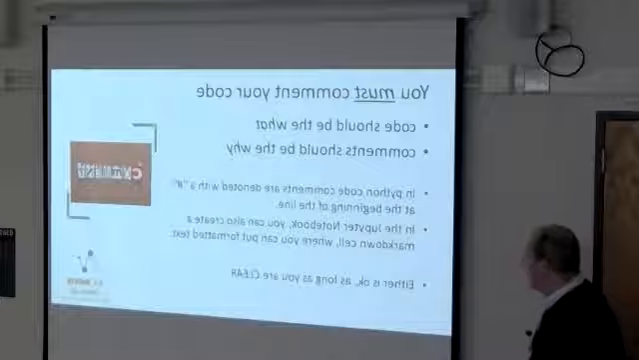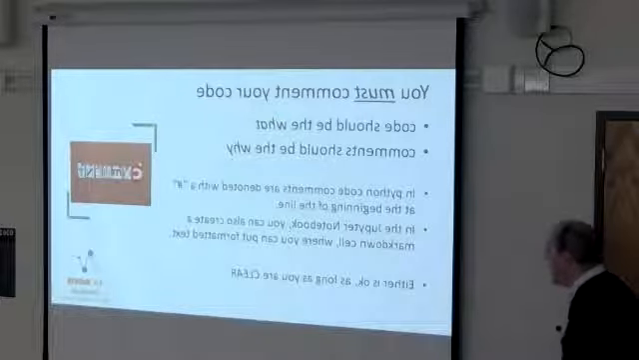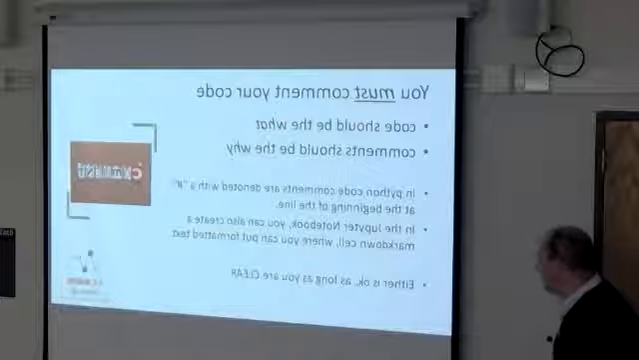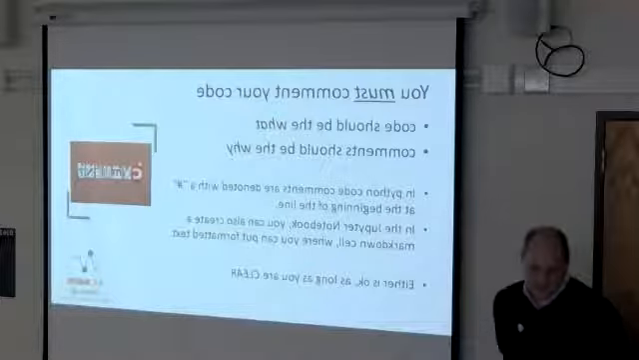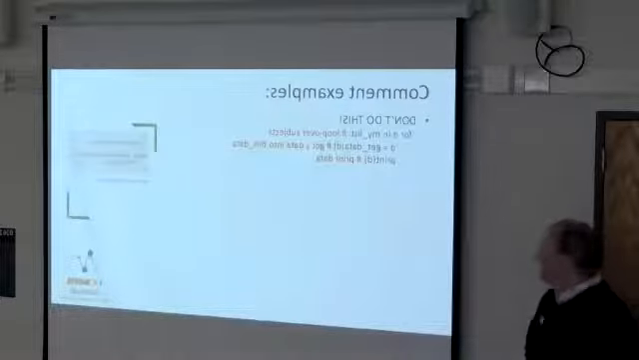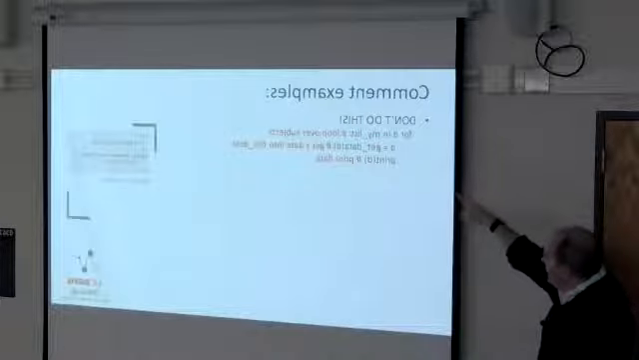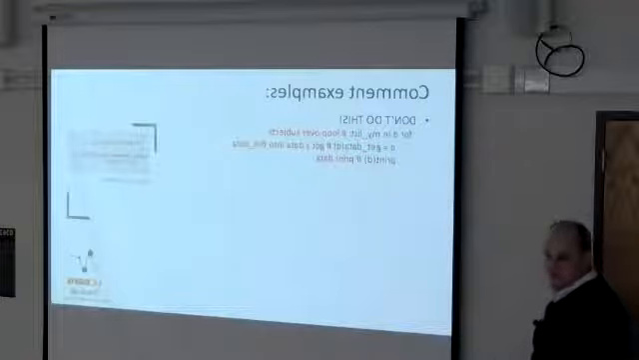In Python, comments are generated with a hashtag at the beginning of the line. In the Jupyter Notebook, you can also create a markdown cell where you can put formatted text. Either is OK as long as you are clear. Now, just to be super clear on this point, don't do this, right? It's like: for d in my list, d get data, print d.